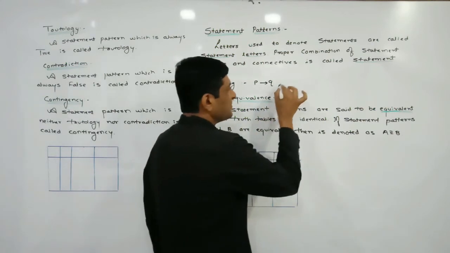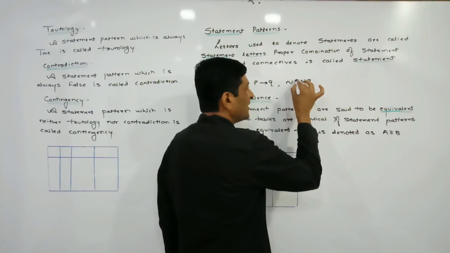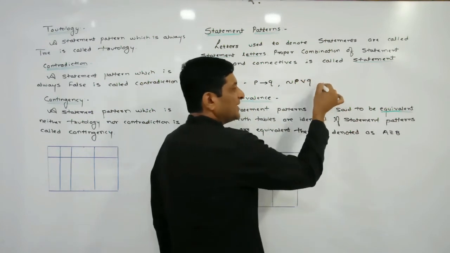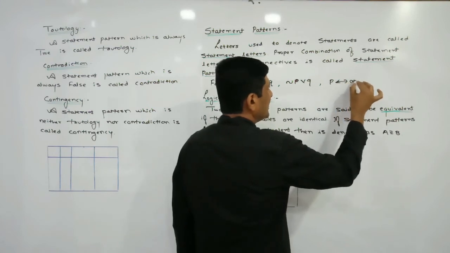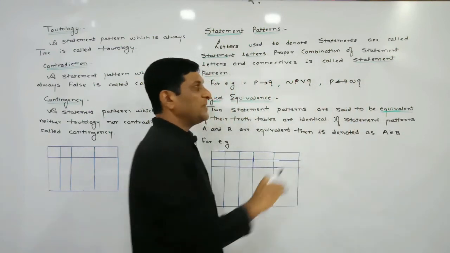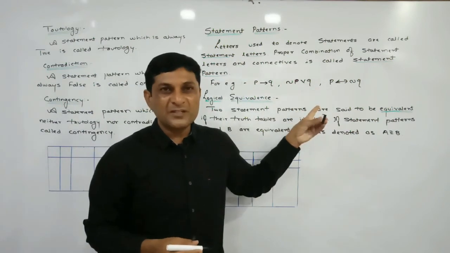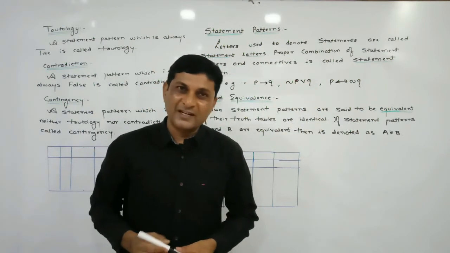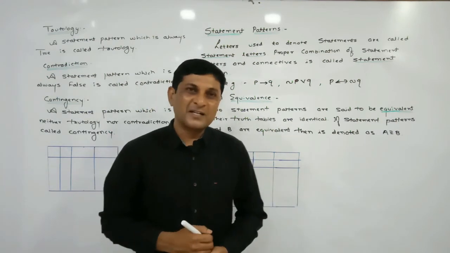Take another example, say negation P or Q. So this is also one statement pattern. Another example, say P if and only if negation Q. So here P and Q are nothing but statement letters, and a proper combination of statement letters and logical connectives is called a statement pattern. So I hope the idea about statement pattern is clear to you.